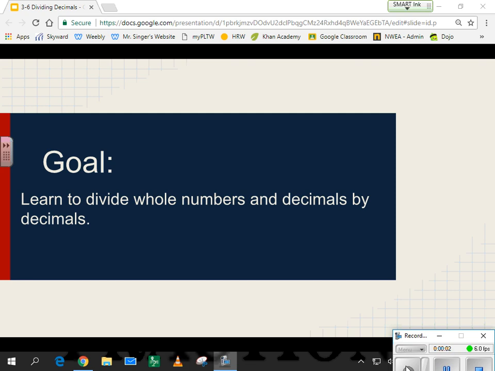All right, let's get back to work here with math. We're going to do some more dividing today. Today we're going to learn to divide whole numbers and decimals by decimals. So it's going to be a little trickier than last time. Today's date and page number also needs to be added.